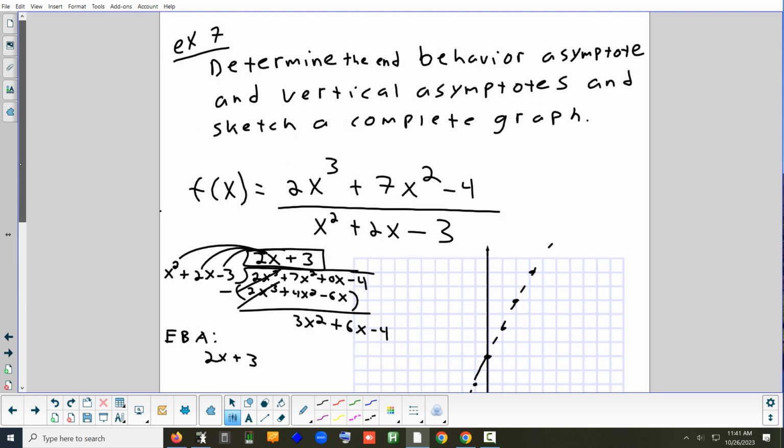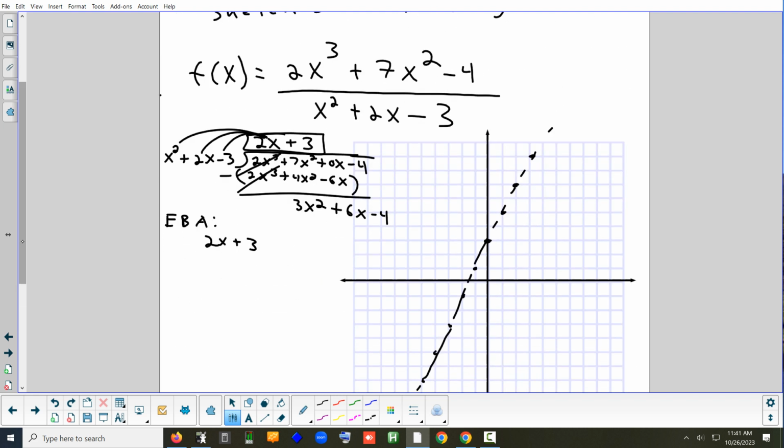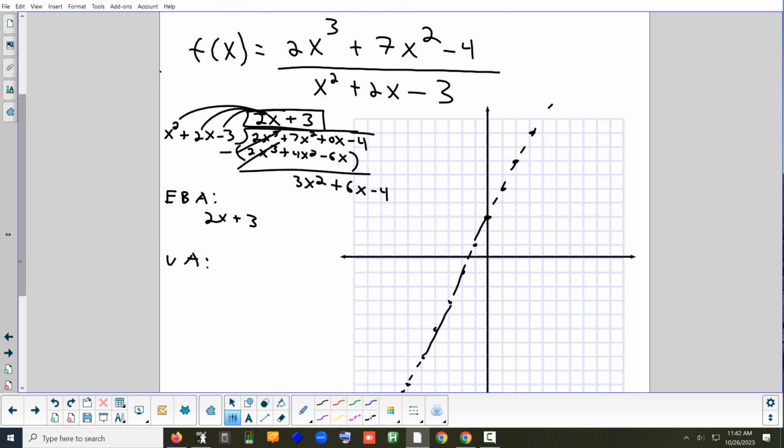What else did they ask for? Vertical asymptotes. So you would just set the f of x equal to... you would factor out the bottom, the denominator. Yeah, factor the bottom. And how does the bottom factor in this case? We would have x minus 1 and x plus 3. Yeah, looks good to me.